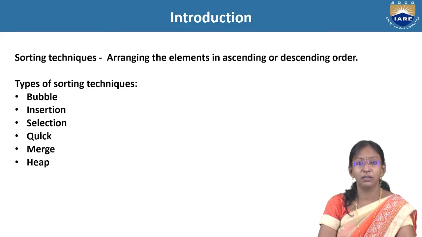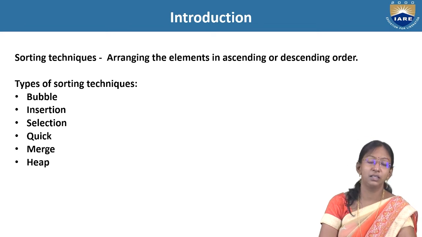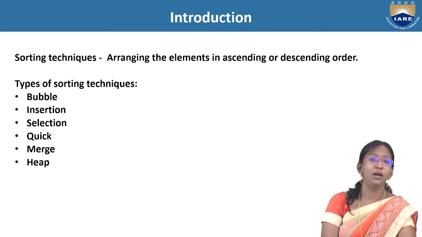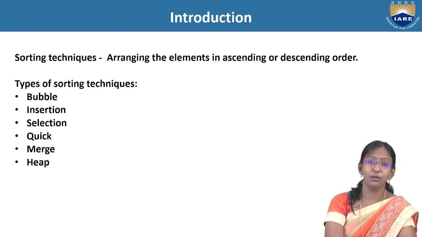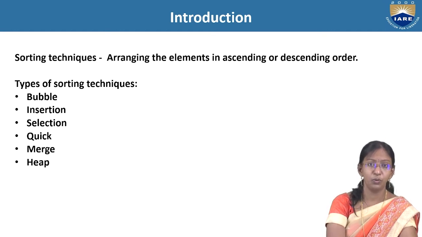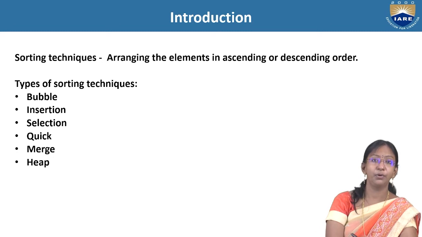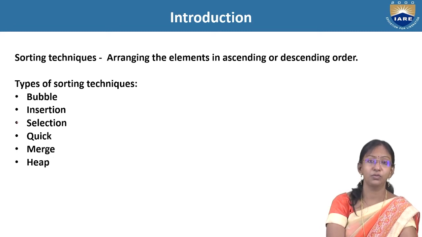Basically, sorting is nothing but arranging the data in either ascending or descending order. There are various types of sorting techniques like bubble, insertion, selection, quick, merge, heap, and many more. The ones I have listed here are the most prominent. Quick and merge rely on the divide and conquer technique. So here our point of concentration is quicksort.